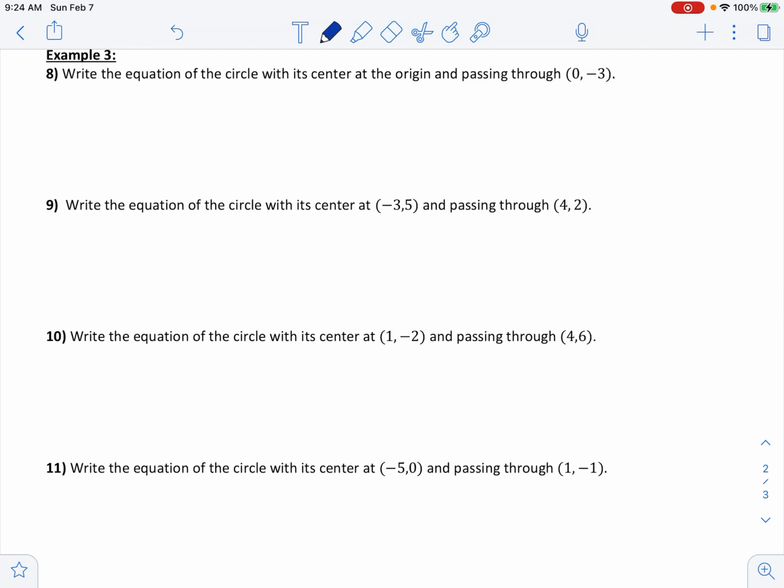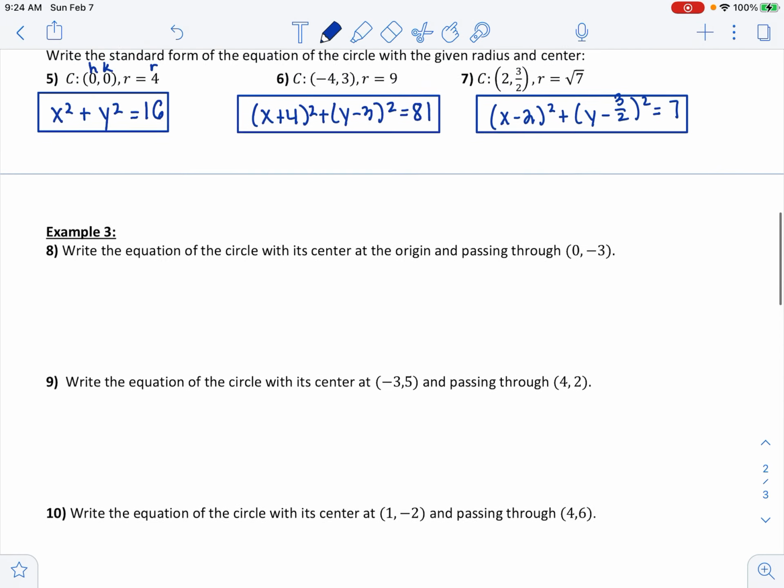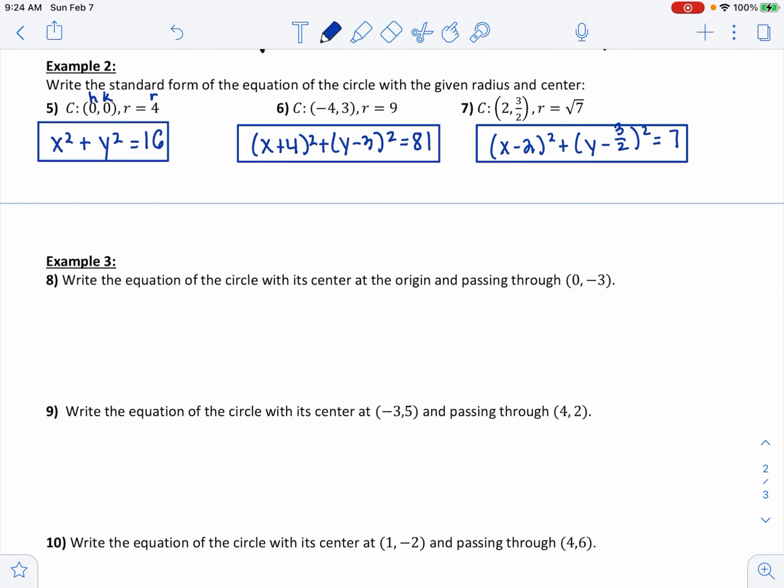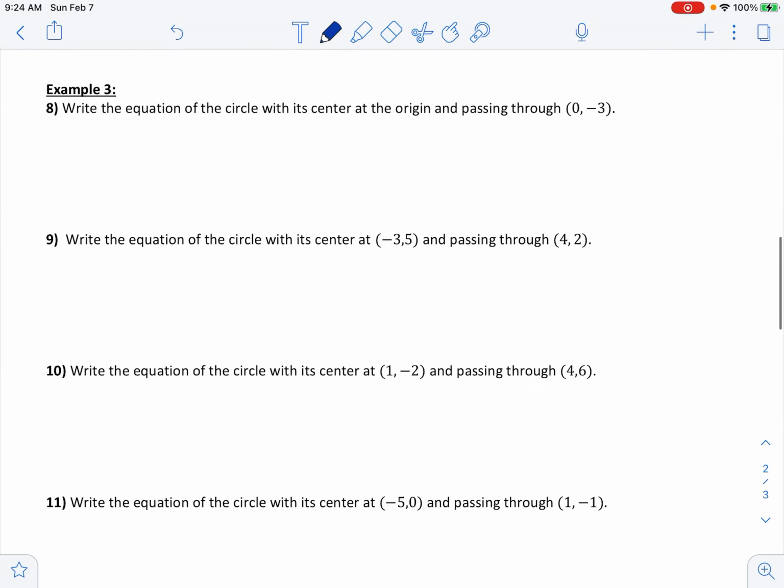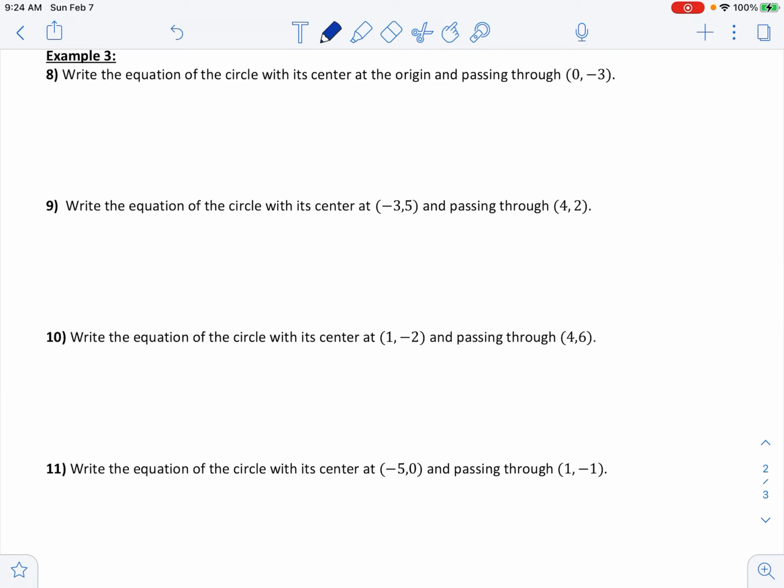Okay, so now we have writing an equation of a circle still, but if you notice, on 5, 6, 7, I gave you the center and the radius, which is what you need. These, I'm not giving you the center and the radius. I'm giving you the center and another point. There are 2 ways to do these problems. I'm going to show you the fallback way in case you forget the way that I teach you, but the way that I do it is way easier than the fallback way.